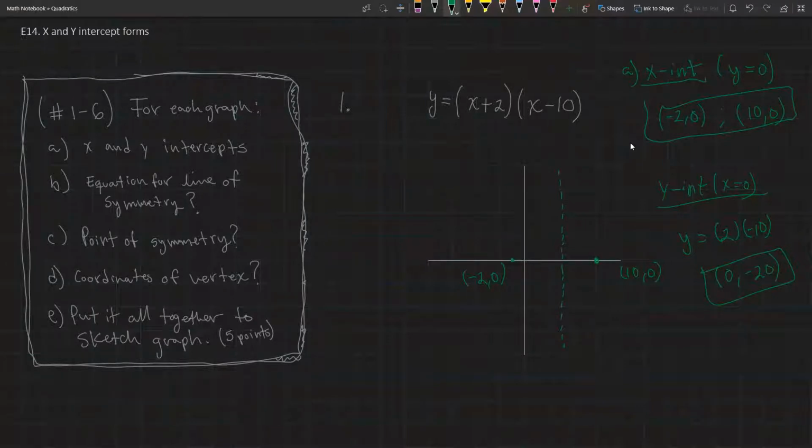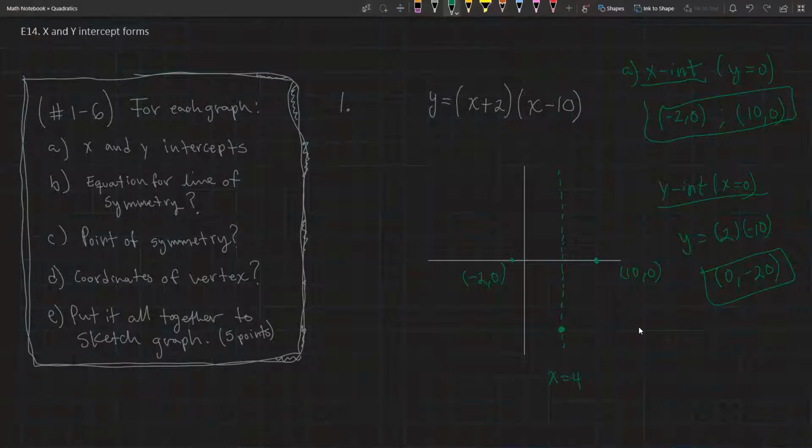And that line is X equals some positive number. Let's find out what it is. 10 minus 2 is 8. Divided by 2 is 4. So X equals 4 is where the line of symmetry is located. There's 6 units to the right of here, 6 units to the left. Excellent. And we also have a Y-intercept of -20.